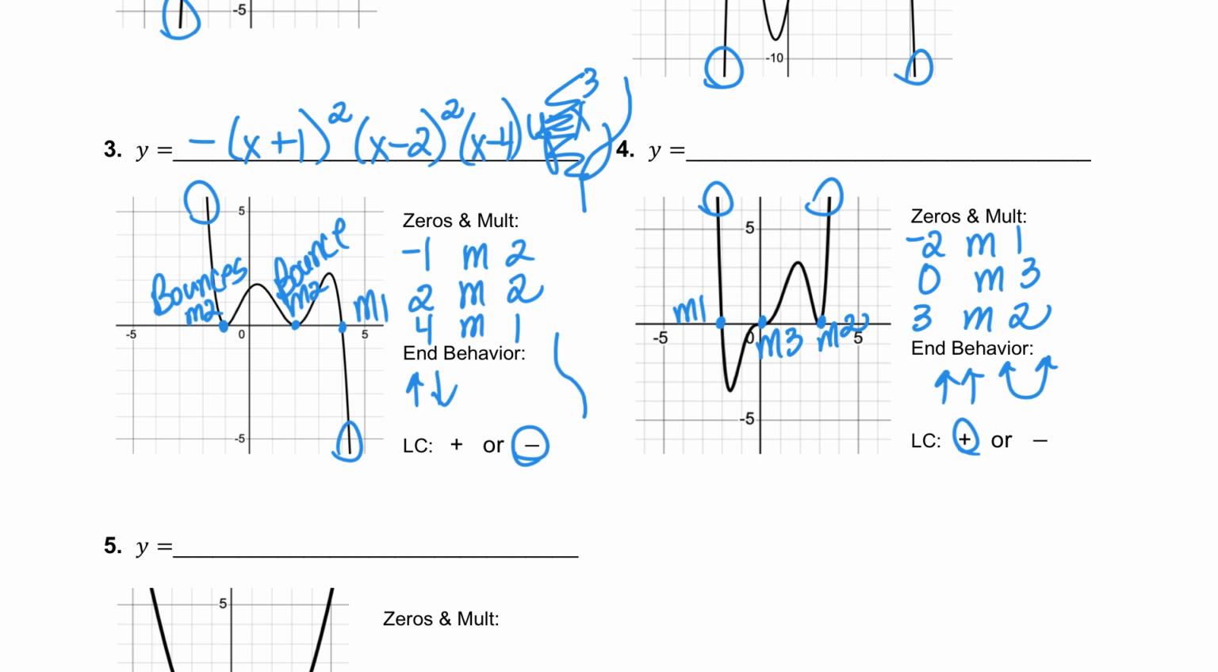So I have x minus -2, which would be x plus 2. Its multiplicity is 1, so I'll leave that off. The second one was a 0. That means I should have stuck it in the front because it's x, and it has a cube on it because its multiplicity is 3. And then the third one is a 3, so it's x minus 3 with multiplicity 2.